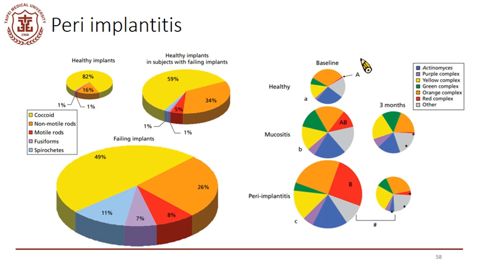Of course, in periimplantitis, we will have the healthy implants, and as you can see, we will have cocci and non-motile rods, and this will just change slightly with time. In healthy implants, in subjects with failing implants, or if we just have failing implants, the percentages are reduced, and in the other ones we'll just go from this one to this one. There is not much difference, but they are increased from healthy implants. So if we compare healthy and failing implants, we will also see a change in bacteria.